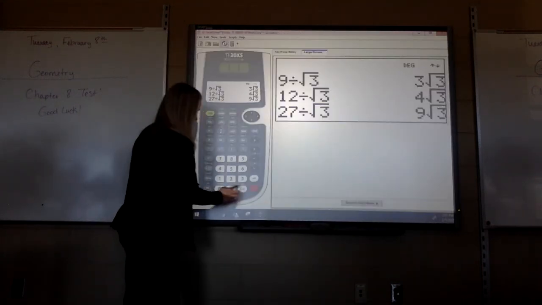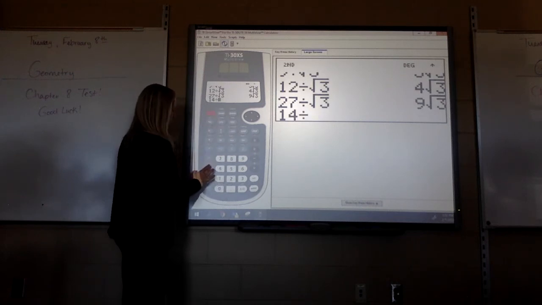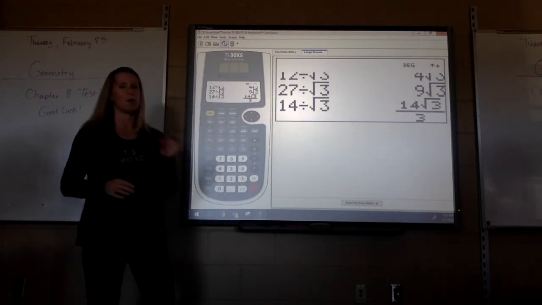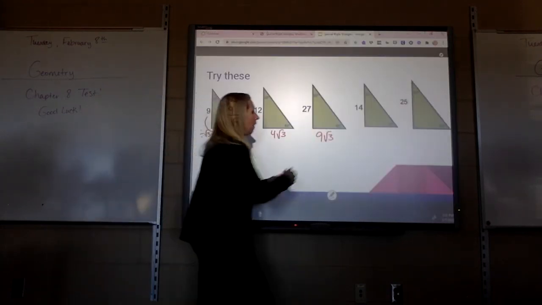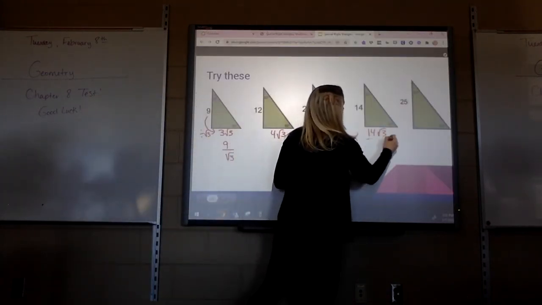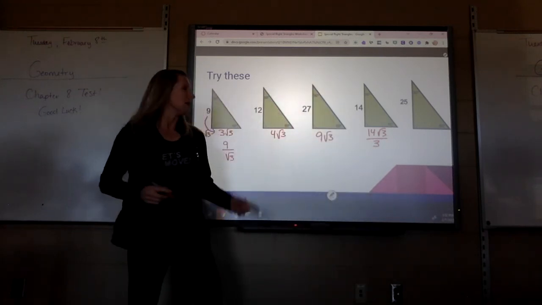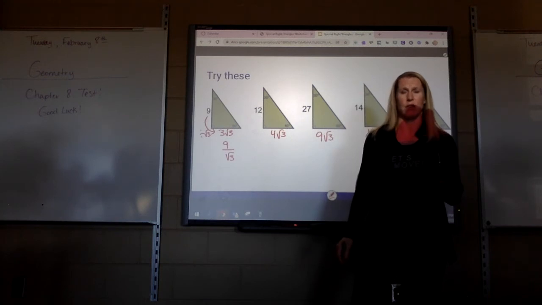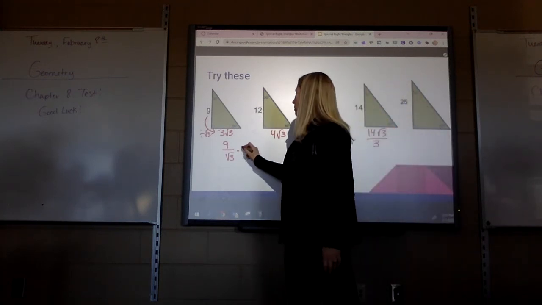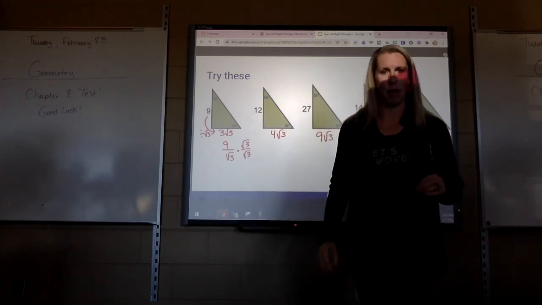So look what your calculator does. 14 divided by radical 3 is 14 radical 3 over 3. It's because on all of these, remember, you can't have a radical on the bottom. So I would have to multiply the top and the bottom by radical 3 to eliminate that.